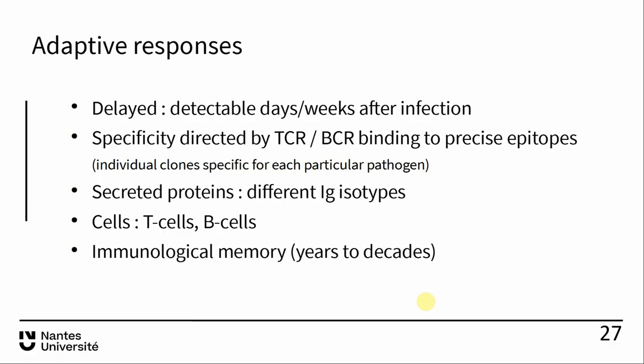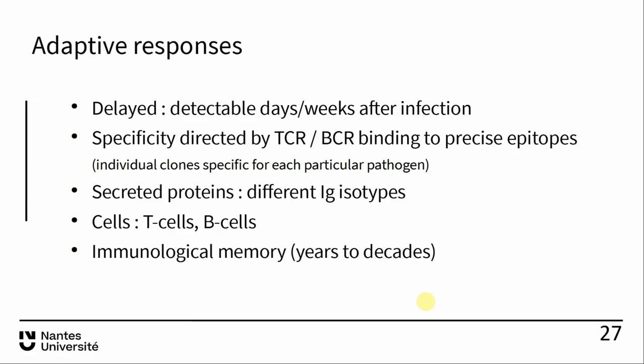So when you think about timing, the adaptive response is maybe days, weeks after infection, at least 1 week, I would say. And here, the specificity, how to identify, detect a pathogen, depends on binding of the T cell receptor or the antibody, the BCR, to a specific epitope. So you've got one particular clone which is going to bind to a particular epitope present in a pathogen.